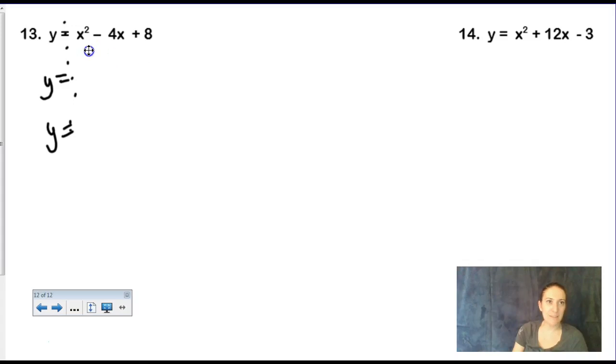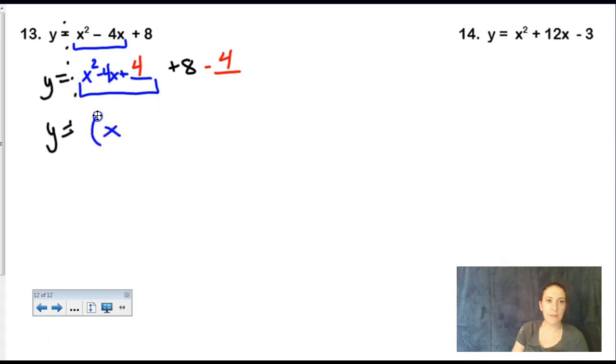All right, so again, we're going to selectively group, just use this part, and then shuffle the plus 8 off to the side. So x squared minus 4x, I'm going to complete the square. And then the plus 8 is off to the side. But then to keep things balanced, whatever I just added in this blue blank, I have to also subtract on the same side. So half of negative 4 is negative 2, and then squaring it is 4. So this blank I'm adding 4, and this blank I'm subtracting 4. And we did that because this trinomial can be written as x minus 2 quantity squared, and then 8 minus 4, better known as plus 4. So my vertex is at positive 2, positive 4.